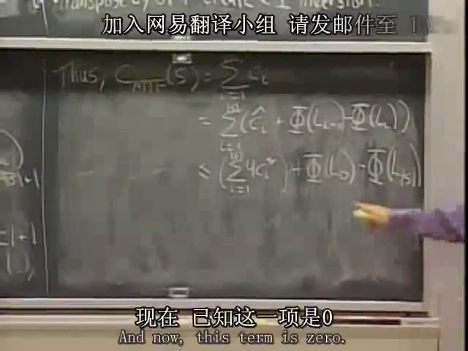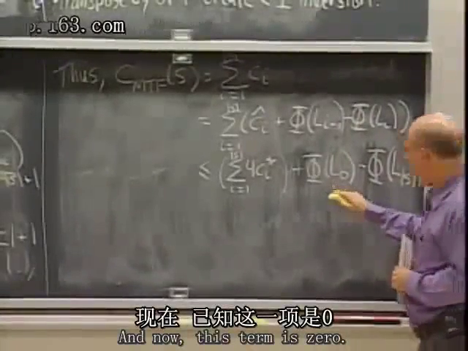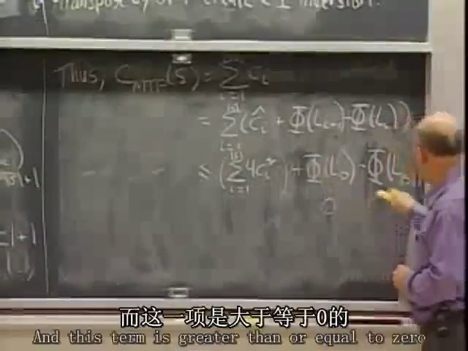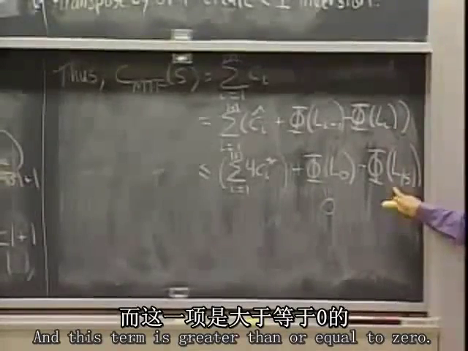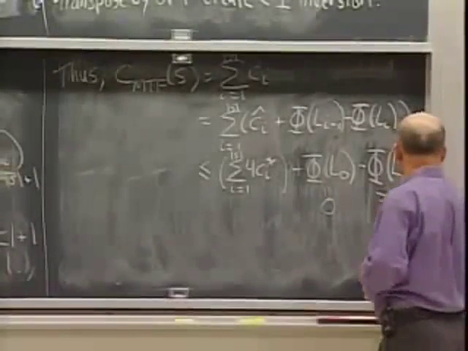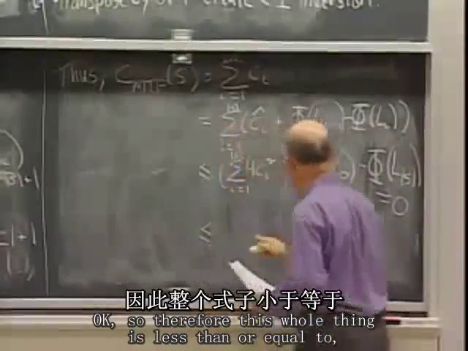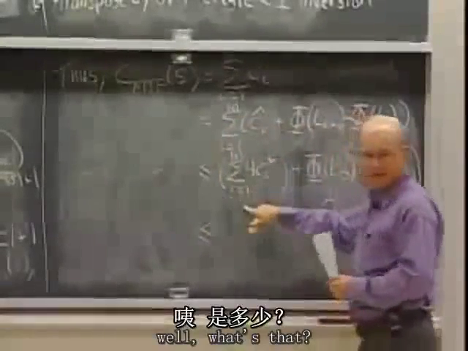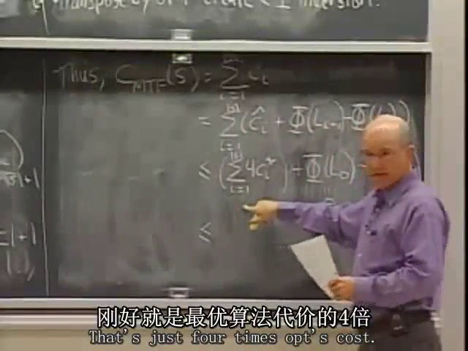And now this term is 0. And this term is greater than or equal to 0. So therefore, this whole thing is less than or equal to, well, what's that? That's just 4 times the optimal cost.